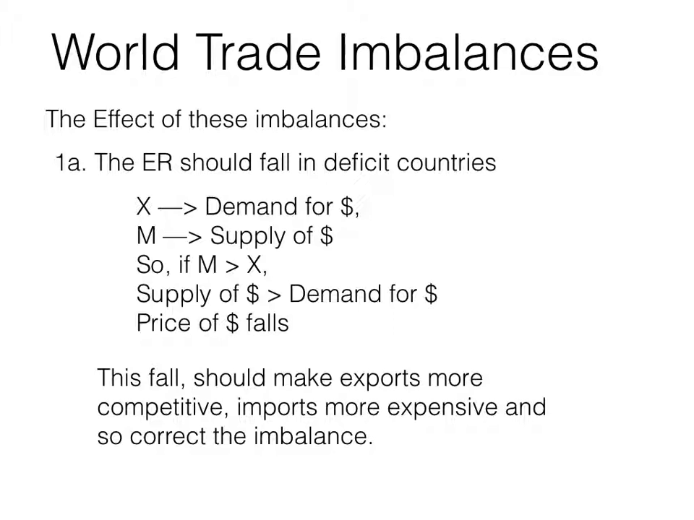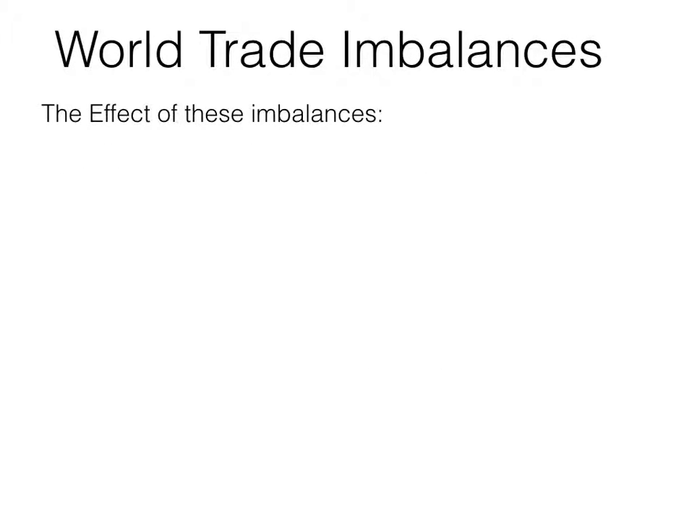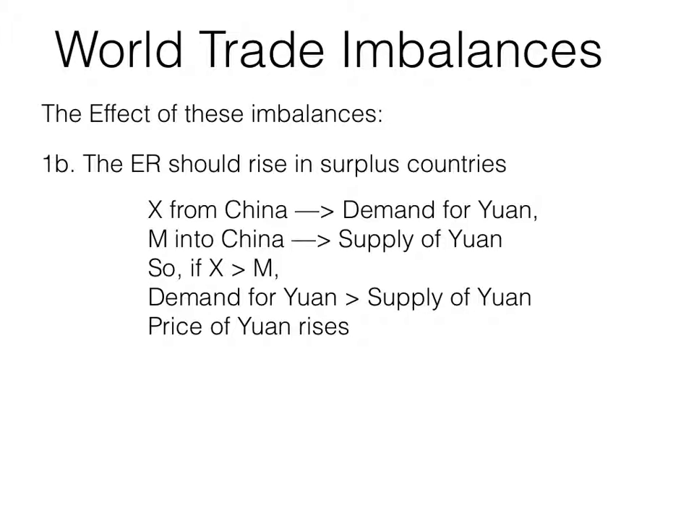On the other hand, on the surplus countries, let's have a look, then the exchange rate rises, exactly the same. So this is China. Exports from China lead to the demand for the yuan, imports into China the supply, and so if X is greater than M, demand is greater than supply, and the price of the yuan should rise.